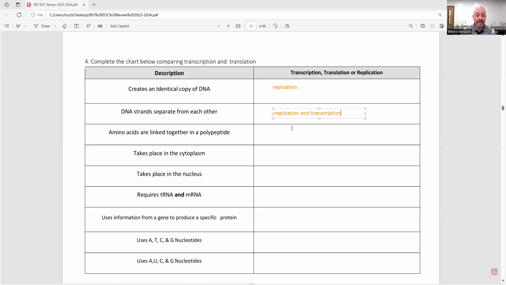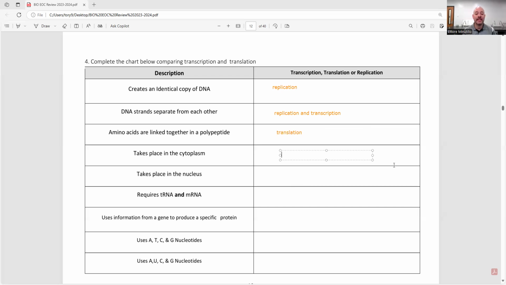Amino acids being linked together in a polypeptide. Polypeptide is a science code word for protein. So when we're actually building the protein, that would be that third and final step, translation, where we assemble those together based off of the genetic info.